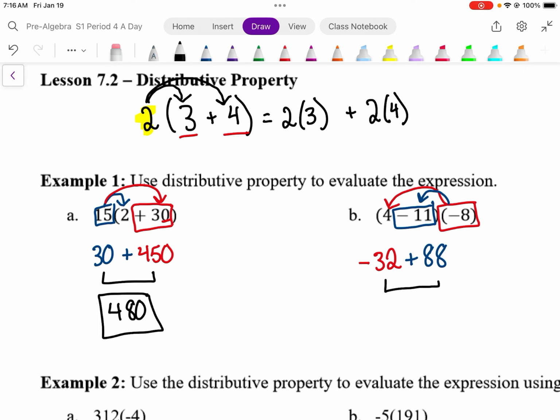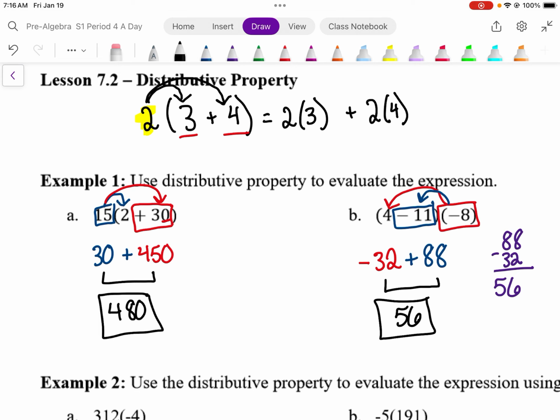Okay, so we have 88 plus a negative 32, or negative 32 plus 88. One is positive and one is negative. If we look, there are more positive numbers, so that means our answer is going to be positive. And we're just going to subtract. So 88 minus 32 is going to be 56. So our final answer is positive 56.